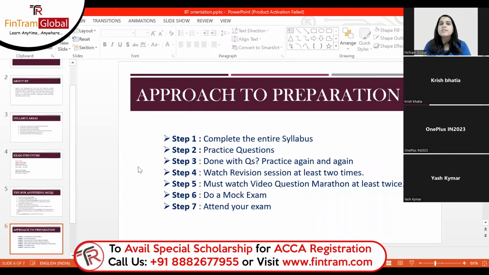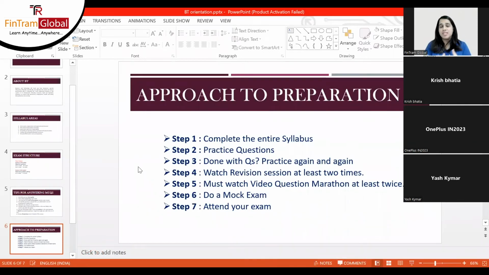So it is your responsibility to complete the entire syllabus. We have given you the sessions, and the entire syllabus is molded into these sessions. So all you have to do is complete that entire syllabus. Then step 2 is that you need to practice a lot of questions.